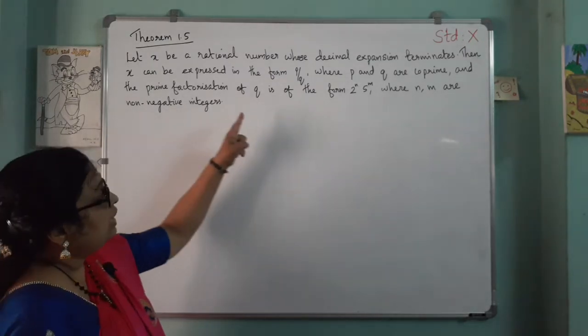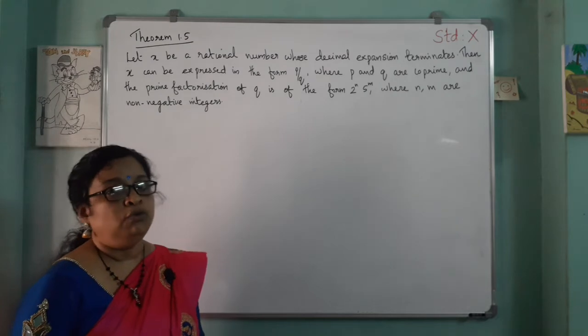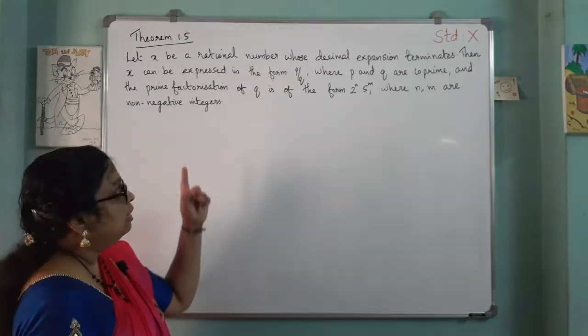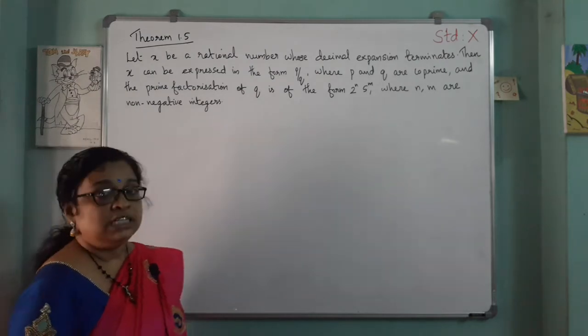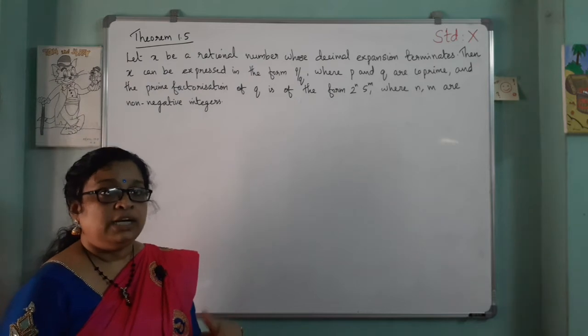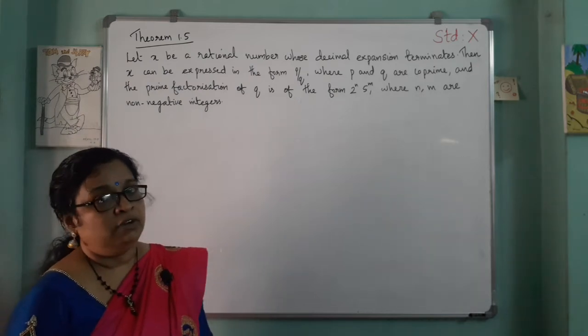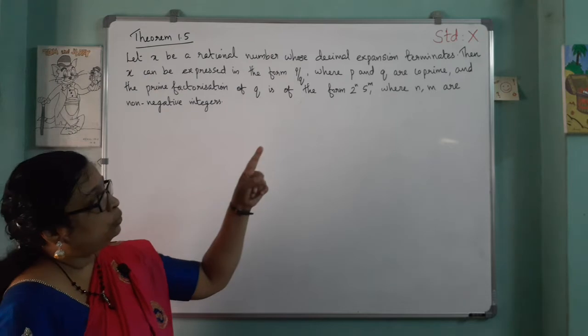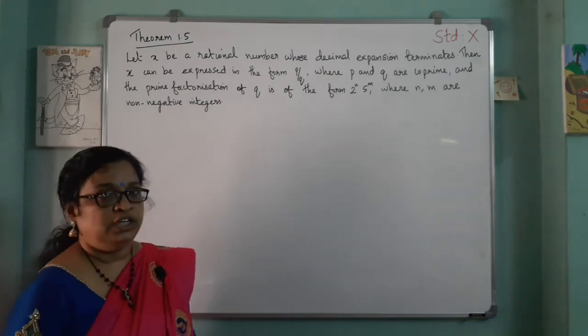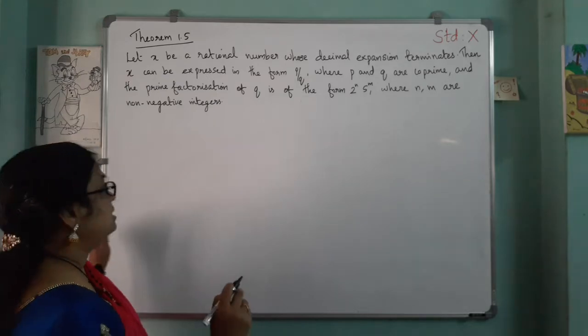And the prime factorization of q is of the form 2 raised to n 5 raised to m. If we prime factorize the denominator q, it is of the form 2 raised to n and 5 raised to m. 2 and 5 are prime numbers, where n and m are positive integers. Then let us take some examples.